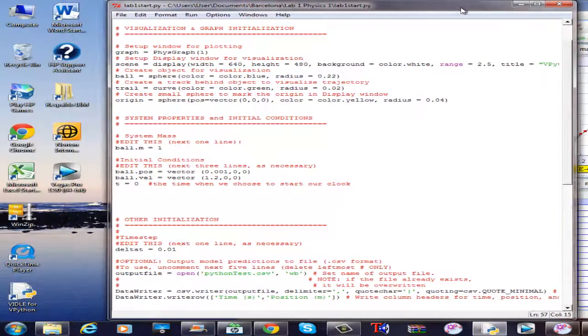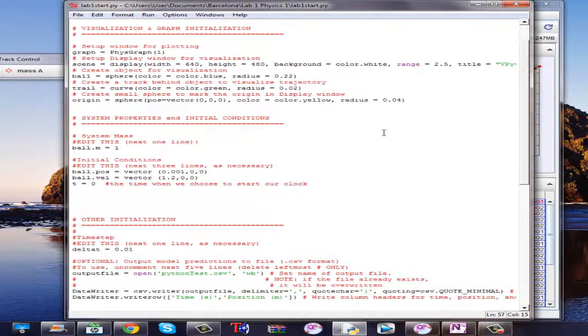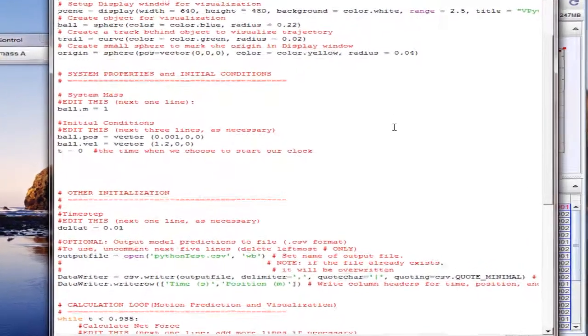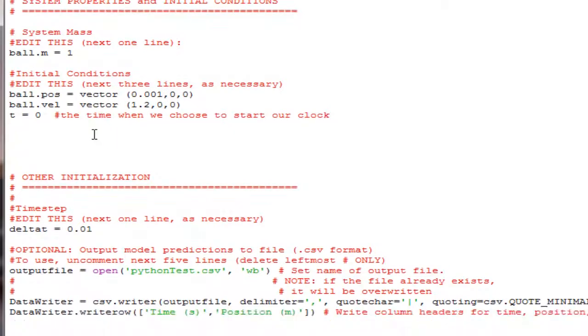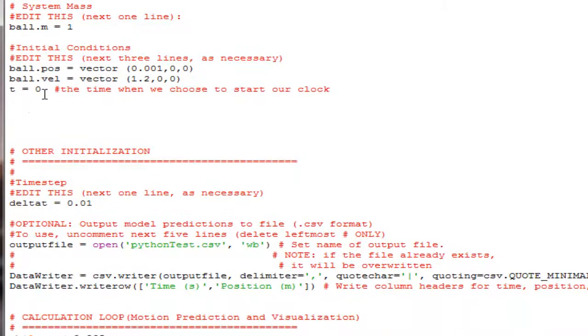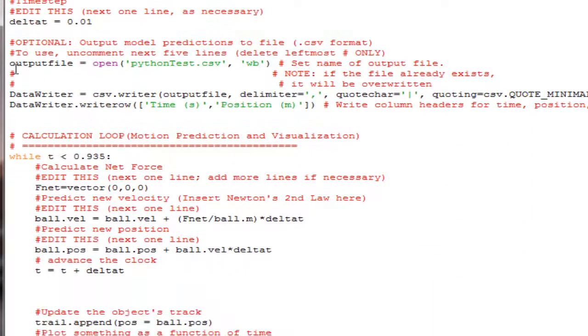Here I use Python to make the computational model. I replace the vectors. Here I put the first position of the ball and the average velocity, and here the time is 0. And this, I take out the hashtag, I erase it, because I use this to make a graph using Google Sheets.